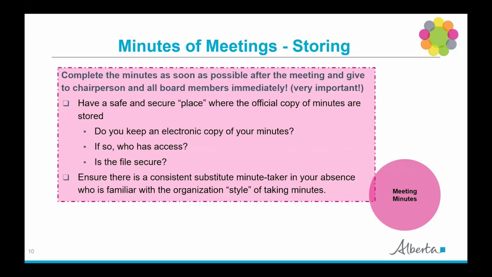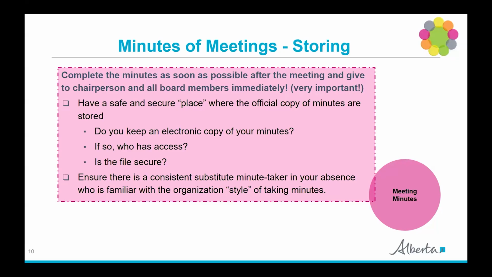Now, the board secretary should consider how to store the minutes. Here are some questions that board secretaries should consider. Is there a safe place where the official copy of the minutes could be stored? Is there an electronic copy of the meeting minutes? If so, who has access to them? The answers to these questions may be some items that the board secretary could discuss at one of the board meetings.